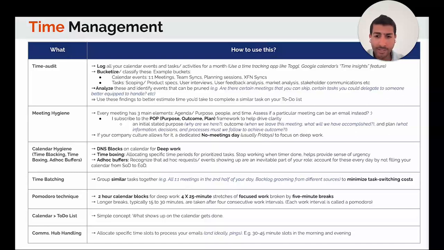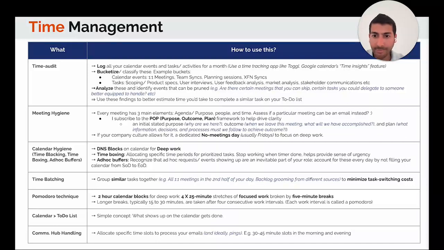And then the ad hoc buffer is basically a concept where the idea is to recognize that ad hoc requests could show up and it's an inevitable part of your role, right? So you account for these every day and have some buffer in your calendar to be able to squeeze in case something comes up last minute and you have to move things around, right? So don't just keep your calendar jam-packed.